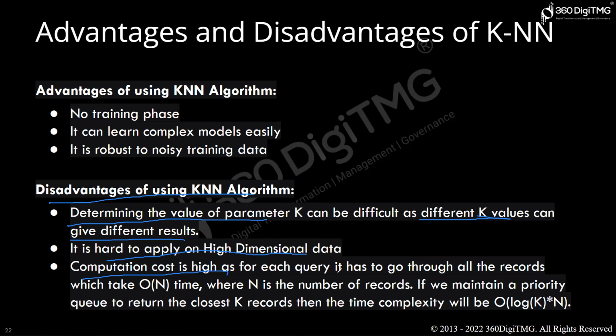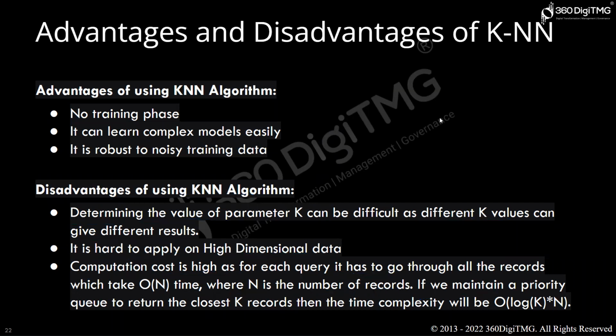Okay. And for each query it has to go through all records, which takes O(n) time, where n is the number of records. If you maintain a priority queue, we can get the closest k records, and the complexity will be O(n log k). I'm going to show it in the coding part, guys.